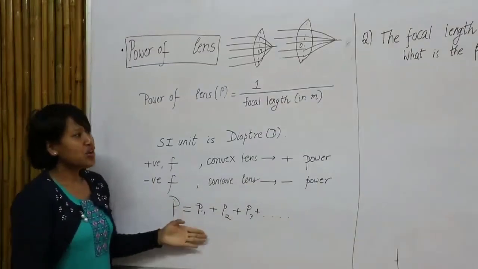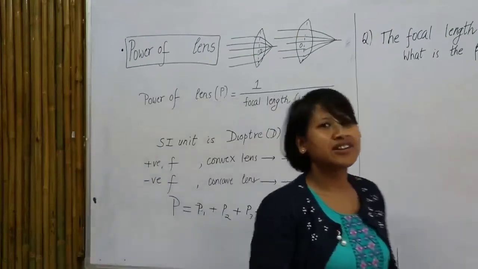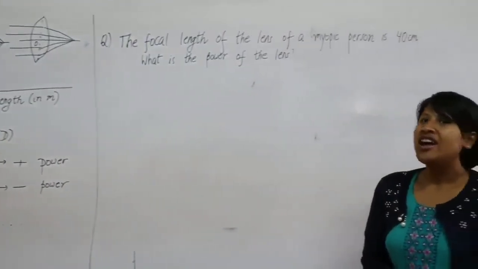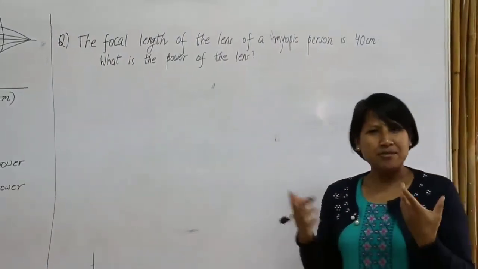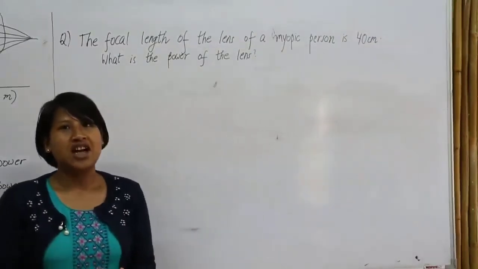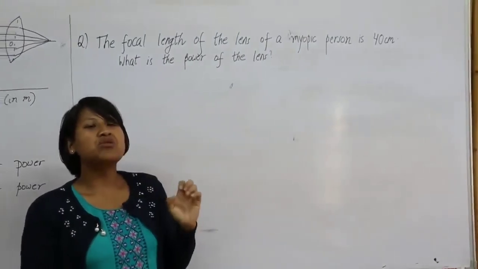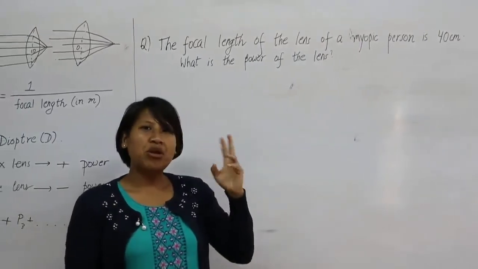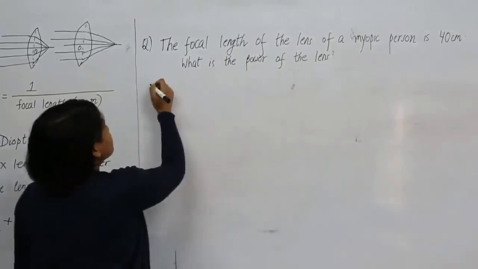Now we will be solving a problem regarding the power of a lens. It's a very interesting question. The focal length of the lens of a myopic person... They didn't mention here what kind of lens it is, convex or concave. But I have mentioned that to correct myopia, we use a concave lens. And for a concave lens, you should remember, is the power positive or negative? It's negative. So, solution.